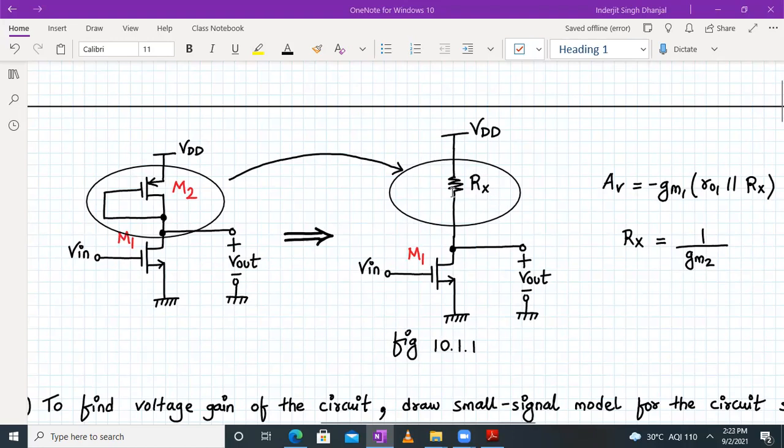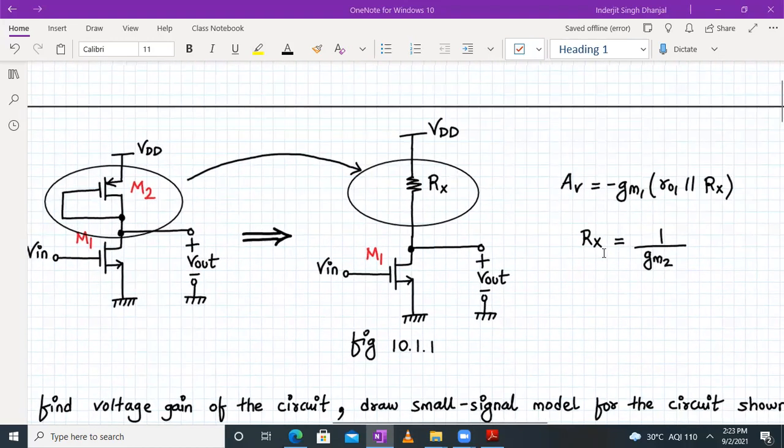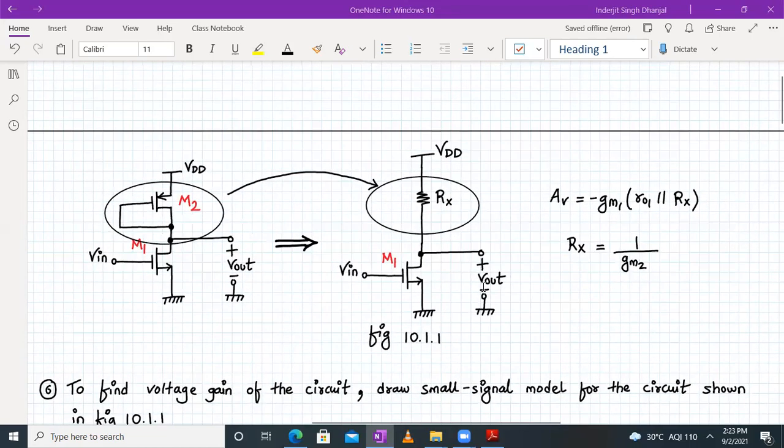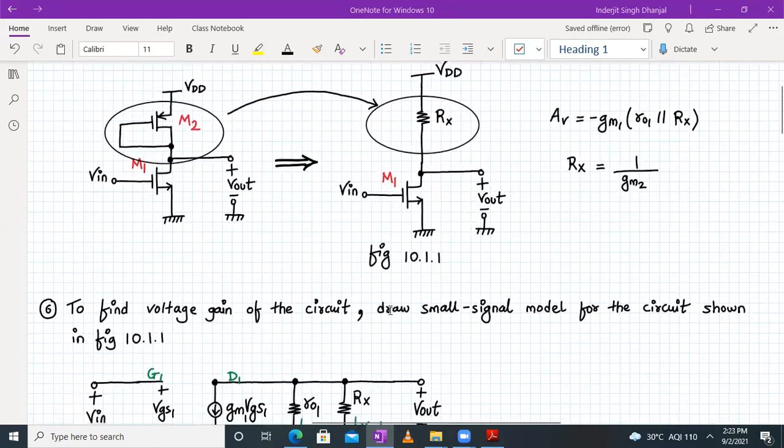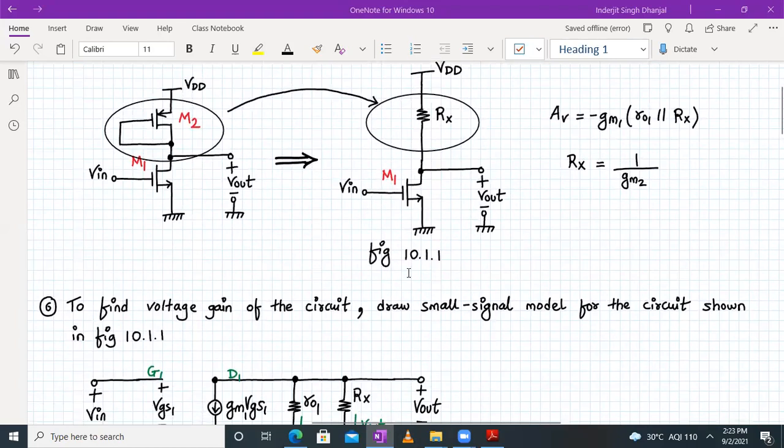Rx is not externally connected. It's the diode which is presenting the resistance of Rx given by 1 upon Gm2. And now by inspection, we can easily say that the voltage gain AV will be given by minus Gm1 into RO1 parallel to Rx, right? Now you all have been given the flexibility to write it directly instead of solving it. But if you do solve it, you can do that. It's the traditional approach. So we have to draw the small signal model of figure number 10.1.1.